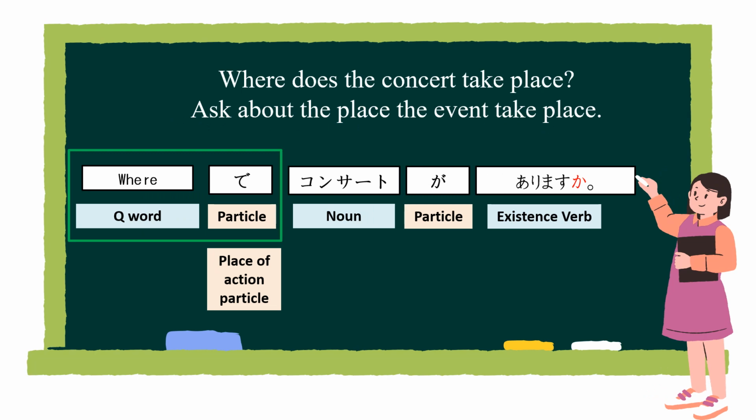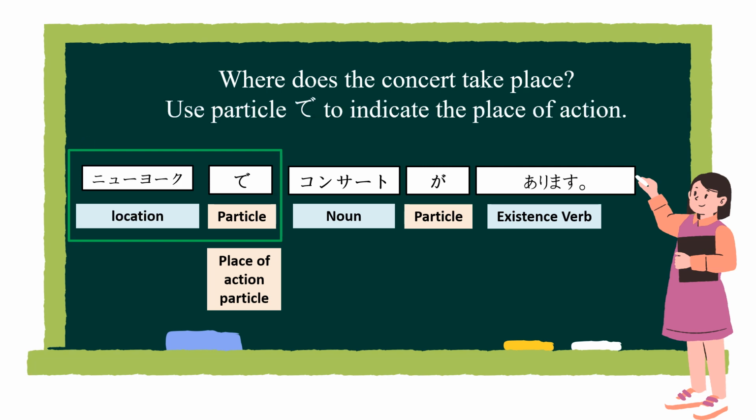And to ask the location where that event is taking place, you use the question word and say どこで. De is an action, place of an action particle. So this is to ask where the event is taking place. And then, of course, at the end of the sentence, you use the question marker か. So you can say どこでコンサートがありますか to ask the location of the concert.